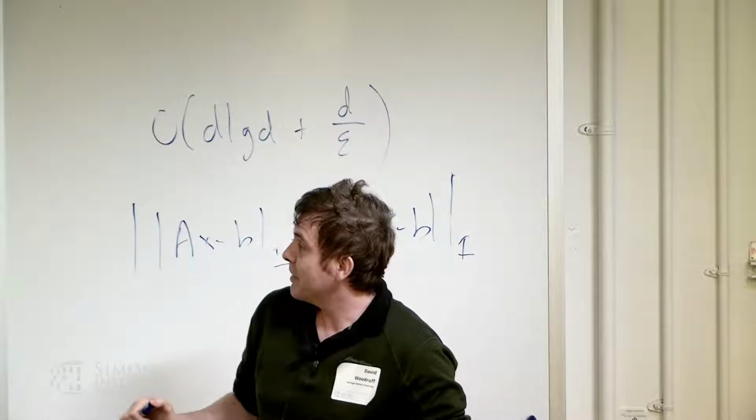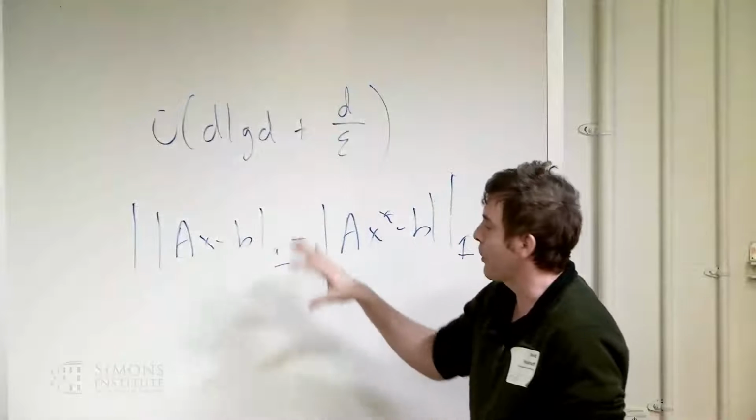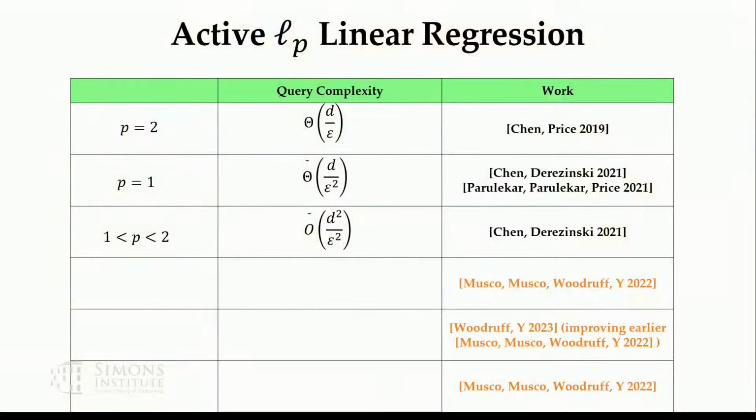They did do some kind of Taylor expansion on a related quantity to get some bounds for p between 1 and 2. They were able to get a worse d squared over epsilon squared bound. And one of their open questions was, can you get linear in d? And what is the optimal epsilon dependence for p in this range? Okay, so this is the state of the art before our work for LP regression, active LP regression.